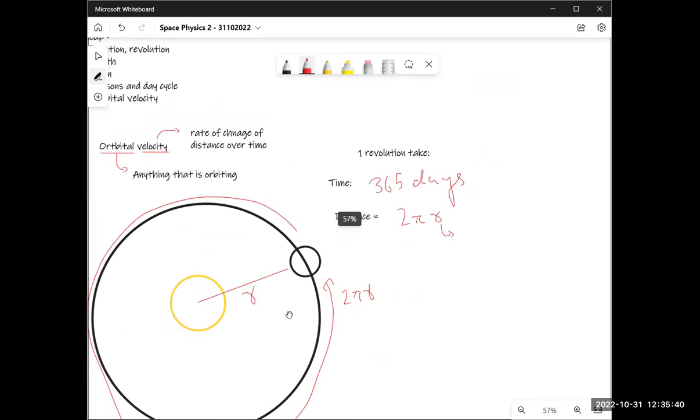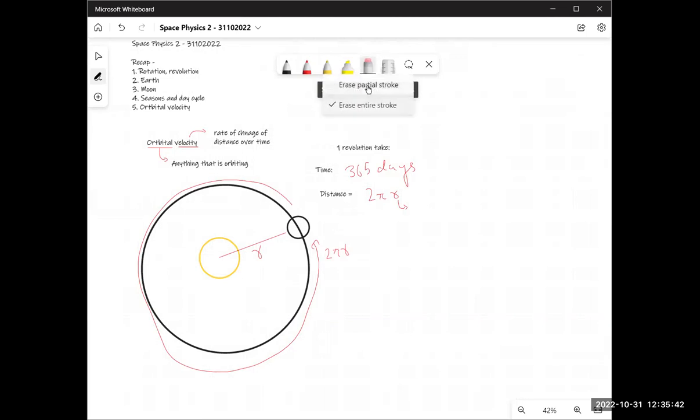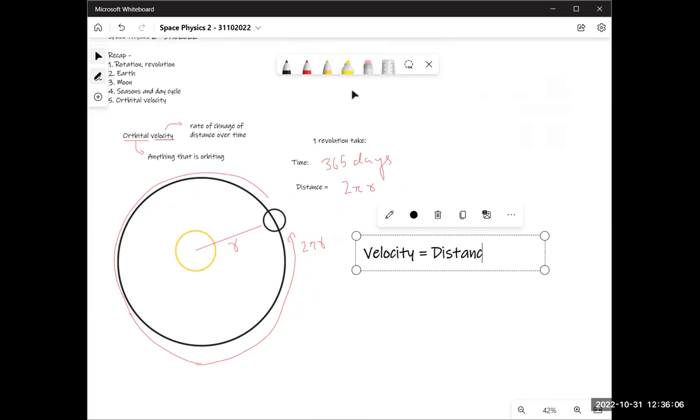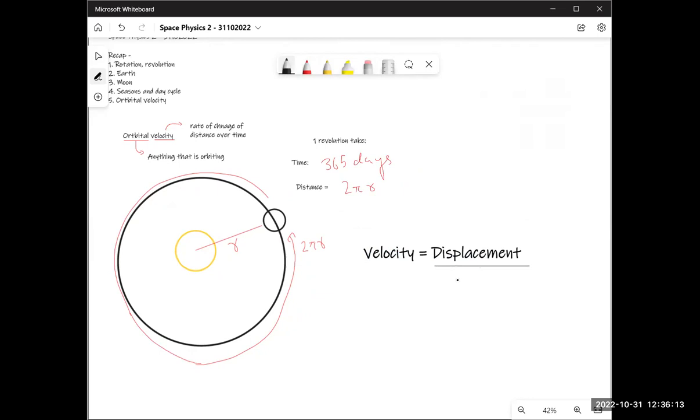That's your radius. Fine. Now our job is to find out, let's say, what is the speed of the earth? How fast is the earth moving? How can we do that? To do that, we'll just use the velocity formula. If I say velocity is distance, it's actually displacement over time. Displacement is the same as distance. The only difference is that it has a direction.